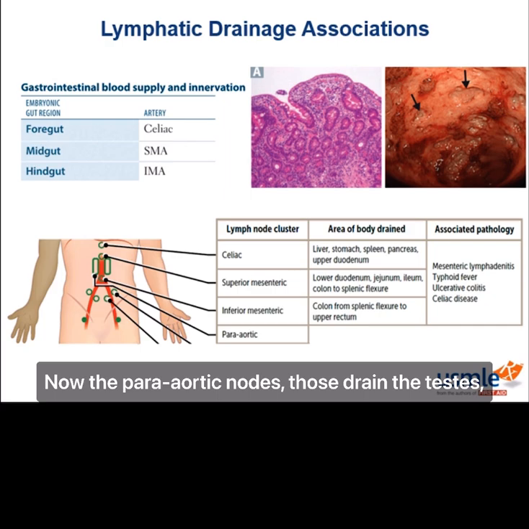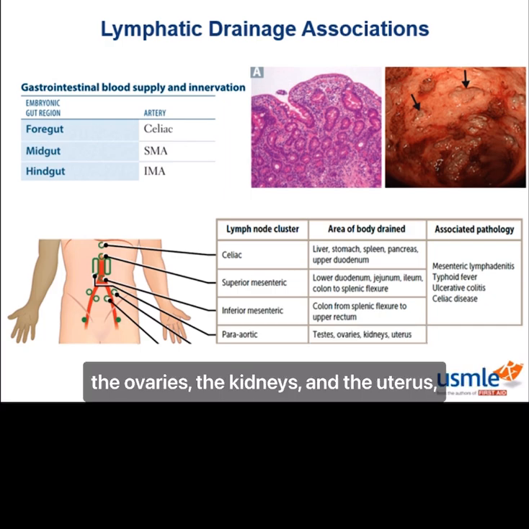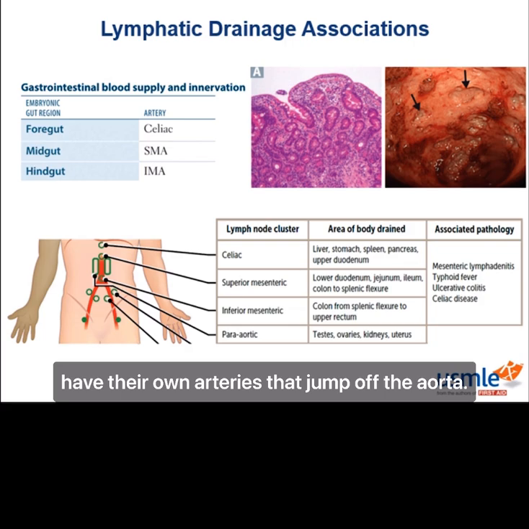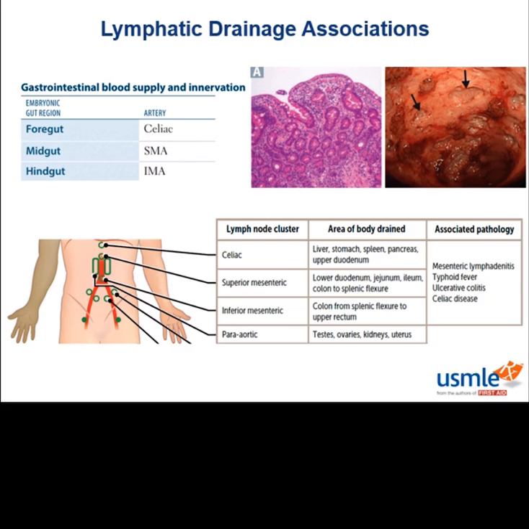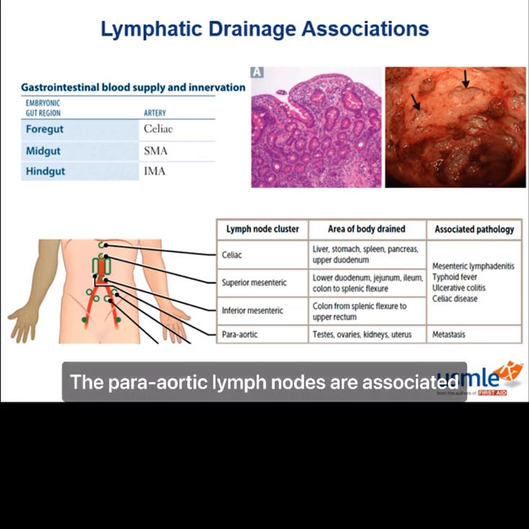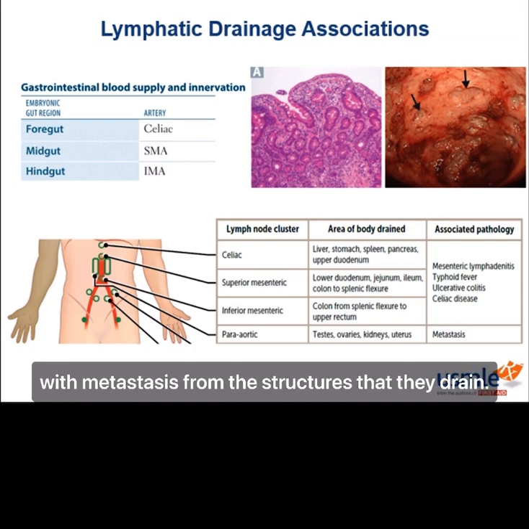Now, the para-aortic nodes, those drain the testes, the ovaries, the kidneys, and the uterus, which makes sense since all of these organs have their own arteries that jump off the aorta. The para-aortic lymph nodes are associated with metastasis from the structures that they drain.